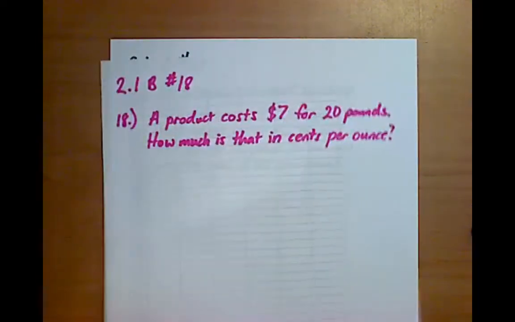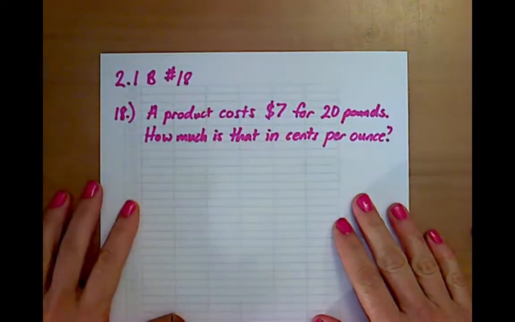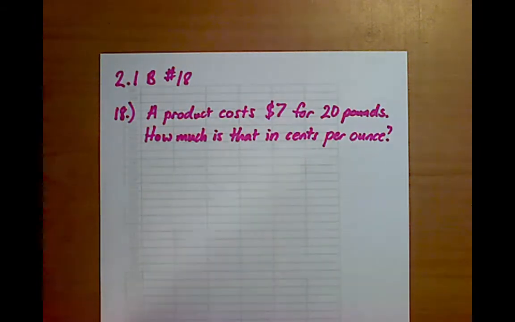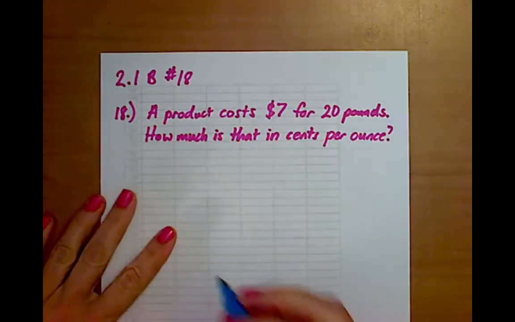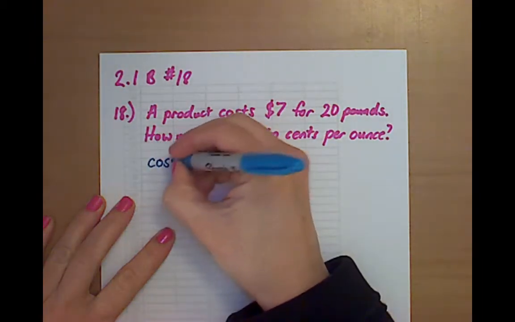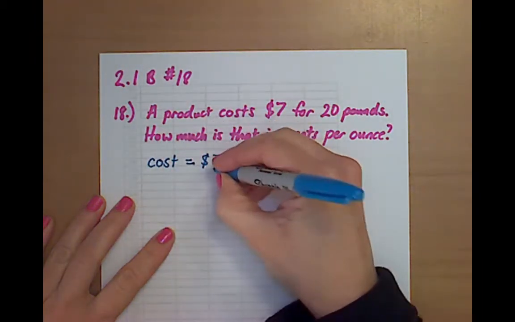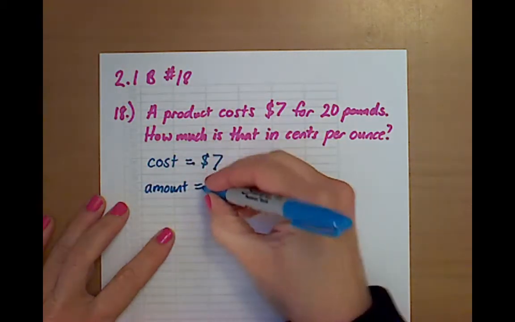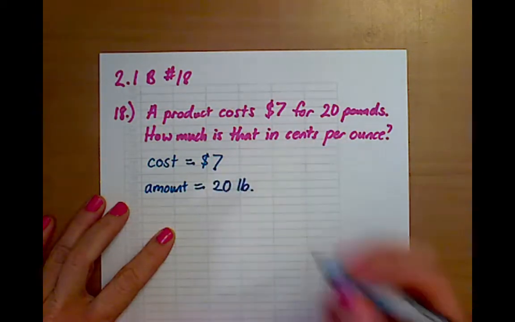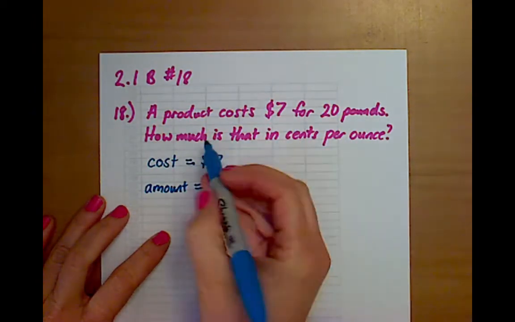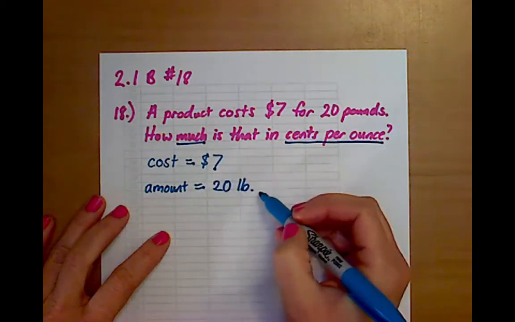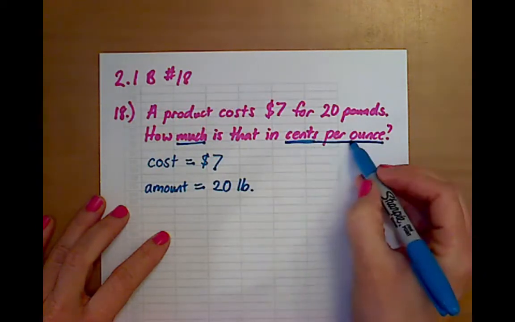Which is 2.1b number 18. So for this one, a product costs $7 for 20 pounds. How much is that in cents per ounce? So our cost is $7, and the amount that we get with that is 20 pounds. And we want to know how much is that in cents per ounce. So we have dollars and pounds, and we want cents and ounces.